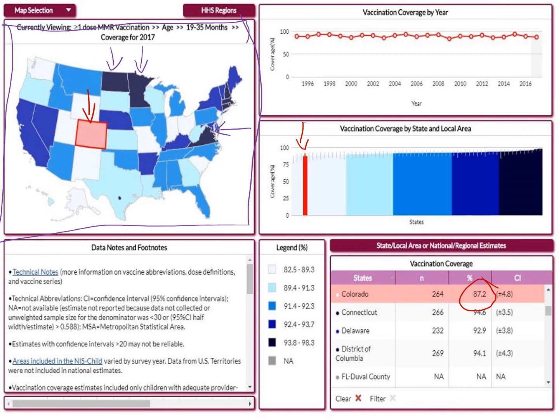So should we expect to see measles outbreaks in Colorado? Yes, because remember, our herd immunity threshold was between 93 to 95%, right? And we only have 87.2% of our population that's vaccinated. So we should expect to see measles outbreaks, and we do see measles outbreaks.